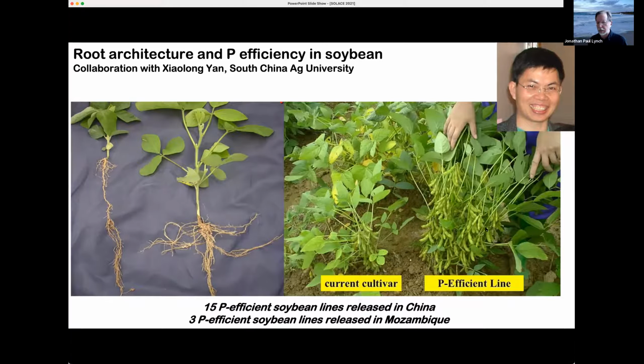And then the image on the right, you can see the result in the field in South China. South China has low phosphorus soils. And compared to the best available varieties, these phosphorus efficient lines developed by Xiaolong's team had much better yield. 15 phosphorus efficient soybean lines were released by Xiaolong's team in China. 3 of those actually were released in Mozambique. So our work with legumes demonstrates the value of root phenotypes for breeding for edaphic stress.